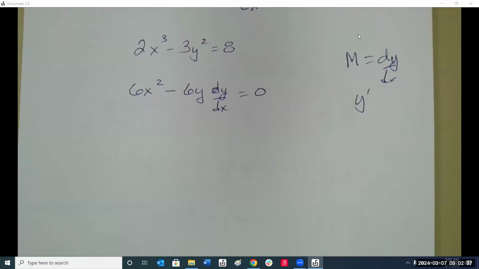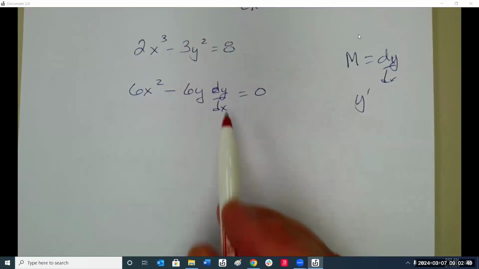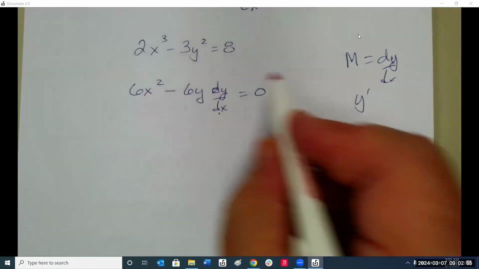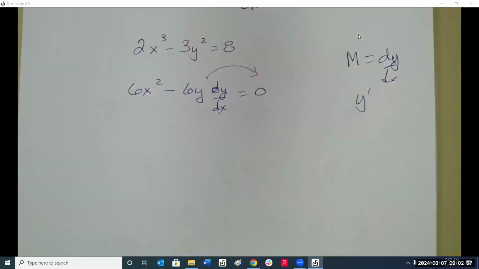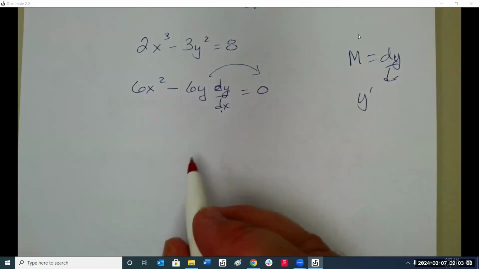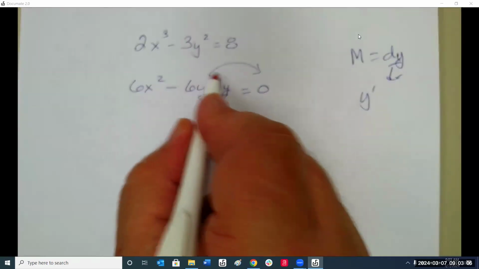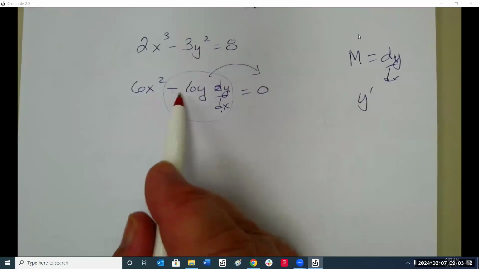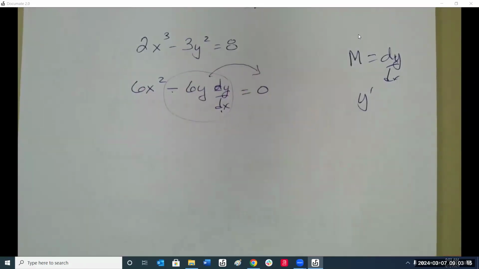So what do I do next? Have we taken the first derivative yet? No, we haven't found dy/dx yet. Why do I move this one over? Yeah, to make it positive. If not, it'll be negative, and I move that one over, I have to change all the signs. If this is negative, move it over.